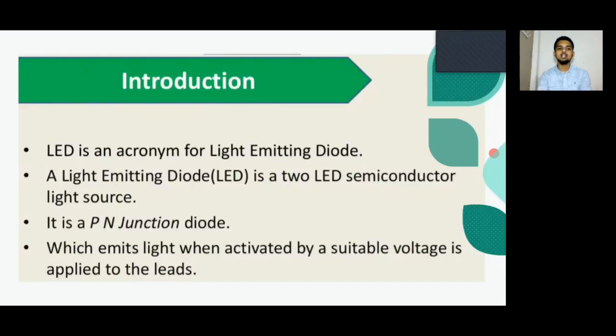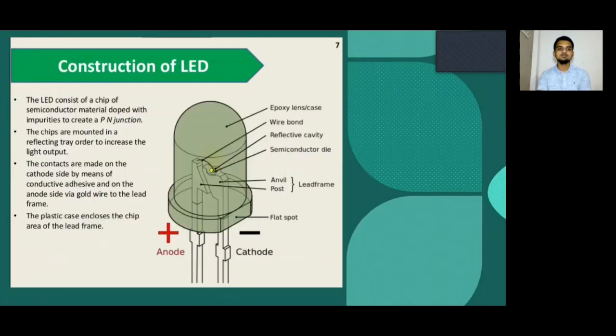Introduction to LEDs. LED is an acronym for light emitting diode. An LED has two semiconductor light sources. It is a PN junction diode which emits light when a suitable voltage is applied to it.